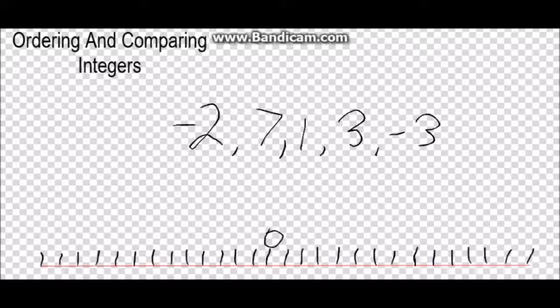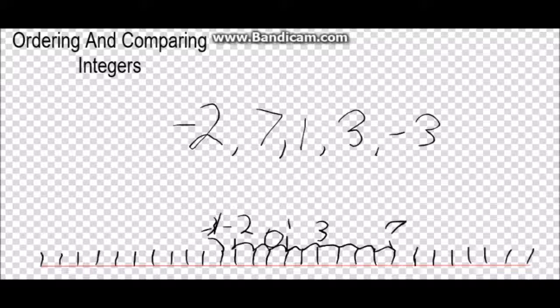So we start off with -2, then 7, we'd go 1, 2, 3, 4, 5, 6, 7. Whoops, I went too much there. Anyway, so that's 7. Now 1 is right here, 3 right there, and then -3 is on this side, so -3 would be there.